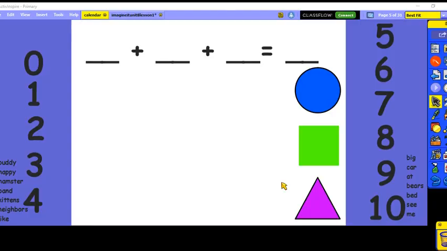Hey guys, now that we read our story, Everybody Counts, I've got a few little activities for us to do. We've got some words to count syllables and count all the sounds in, and then we've got a little math problem that we're going to do at the end.